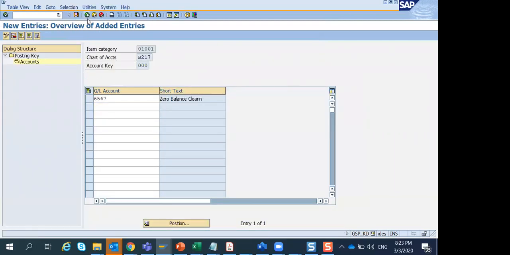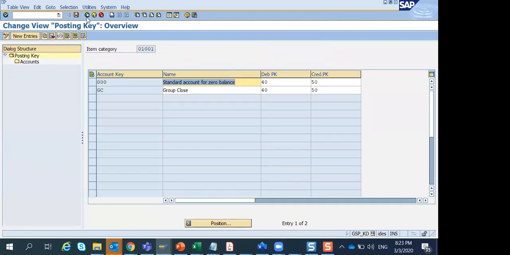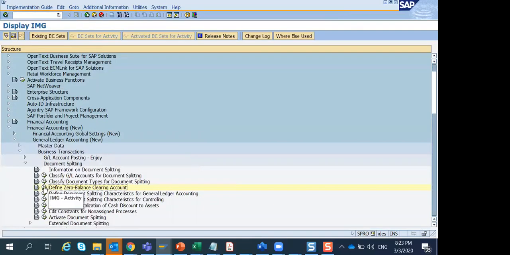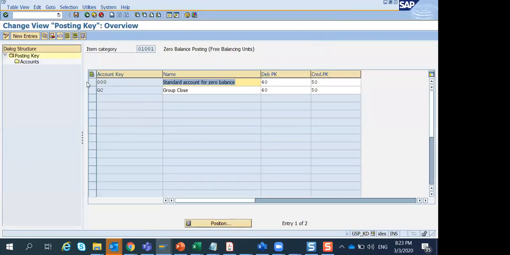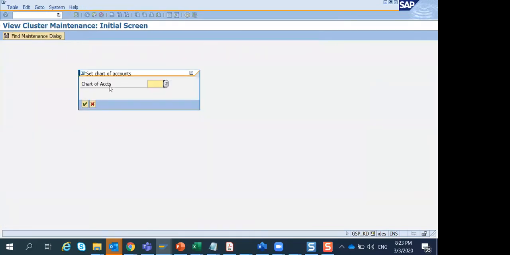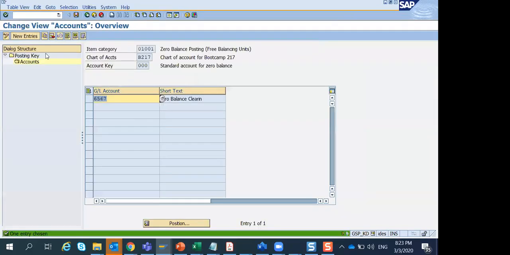Let me just go back because I know I went so quickly. So you come here to the zero balance. You have to find this one here, the first one, 000. Then you just double click on the accounts. Then you provide your chart of accounts. Then you click new entry and just give your account. That's it. Okay, this is the first step.